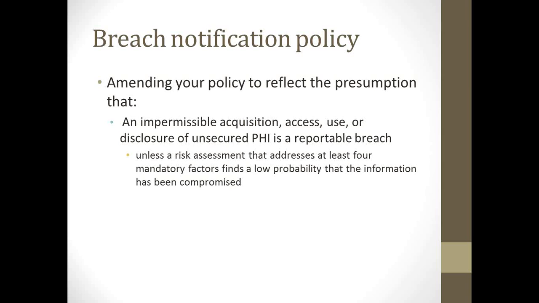Your practice might want to address certain significant provisions of the Omnibus Rule in your updated policies and procedures. I'm going to list out some of these here. These include a breach notification policy. You want to amend your policy to reflect the presumption that an impermissible acquisition, access, use, or disclosure of unsecured PHI is a reportable breach, unless a risk assessment that addresses at least 4 mandatory factors finds a low probability that the information has been compromised.